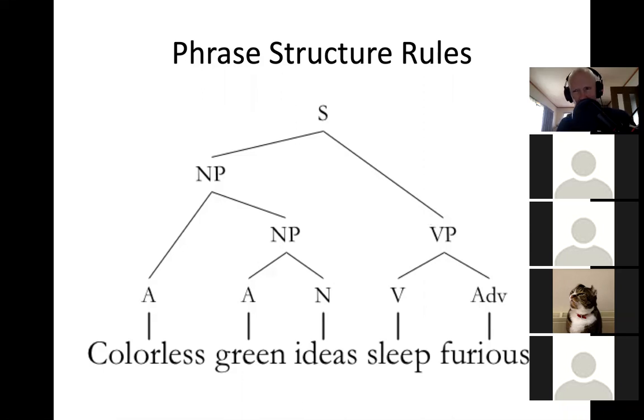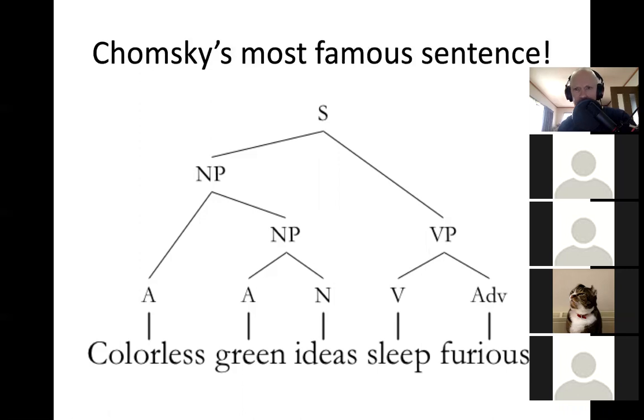Are we born with those kinds of rules? Sentence. Notice, a sentence is a verb phrase with a subject. Right. This is Chomsky's most famous sentence, colorless green ideas sleep furiously. Check that out very carefully, please. Think what it means. Colorless green ideas sleep furiously.